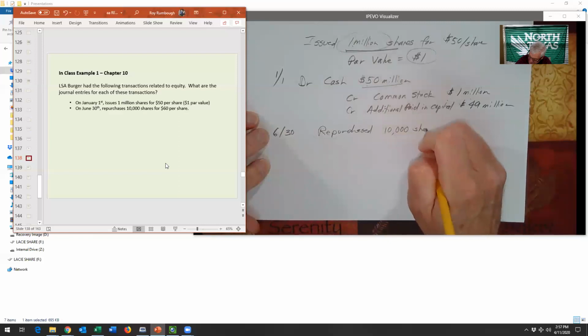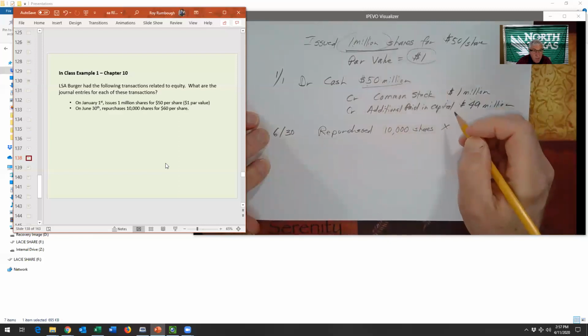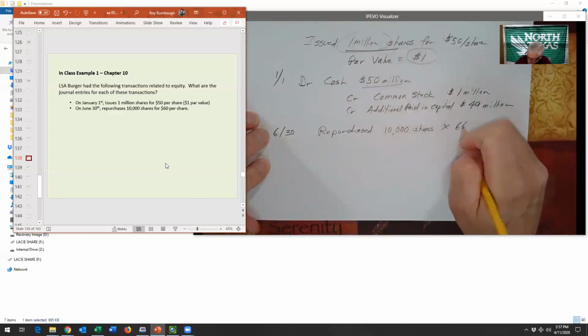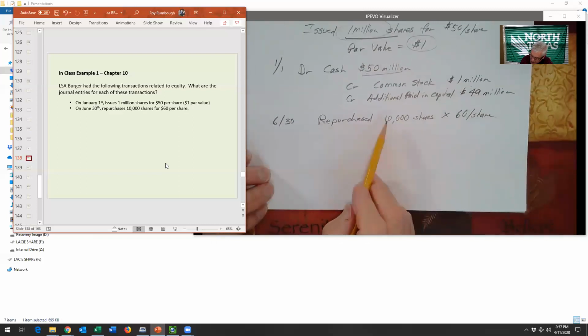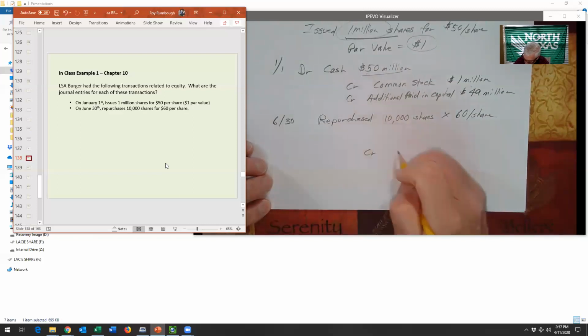10,000 shares times $60 per share. So the shares have gone up. How much cash did they use? So it would be $600,000 in cash, right? 60 times 10,000, 600,000. Well, that's a reduction in cash.